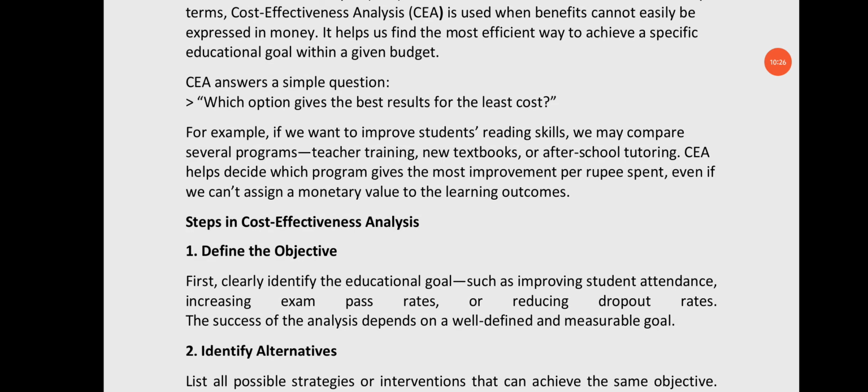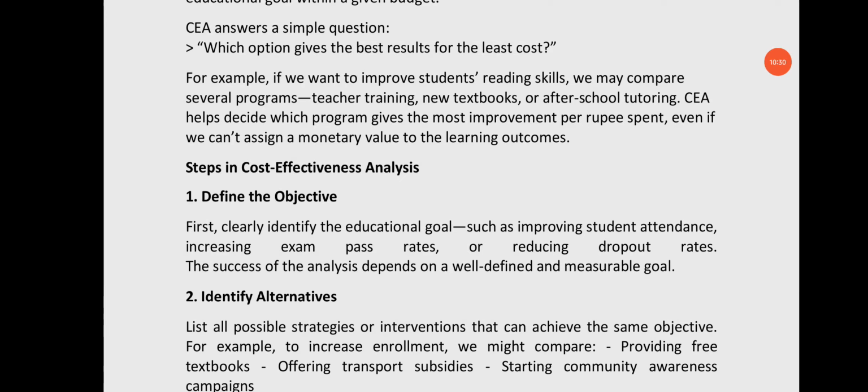CEA answers a simple question: which option gives the best results for the least cost? For example, if we want to improve student reading skills, we may compare several programs: teacher training, new textbooks, or after school tutoring. CEA helps decide which program gives the most improvement per rupee spent, even if we can't assign a monetary value to the learning outcomes.